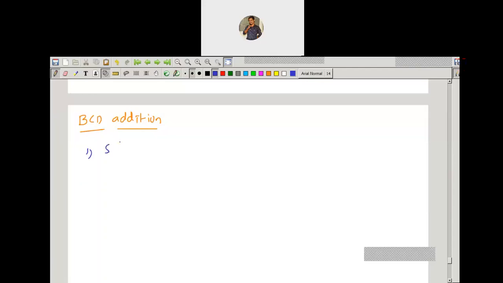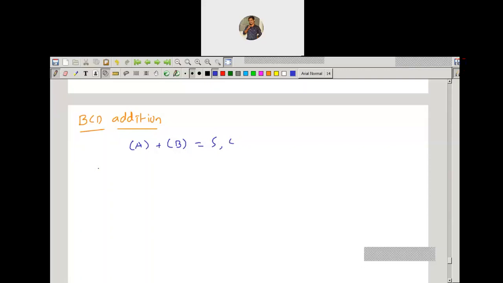for example, you have a BCD number A and one more BCD number B, and you are doing the addition of these two BCD numbers, and you are going to get the result. This is the sum. While you are doing the addition, you are going to get the sum as well as the carry, right? Now when you are doing this addition of the BCD, we'll follow the steps here.